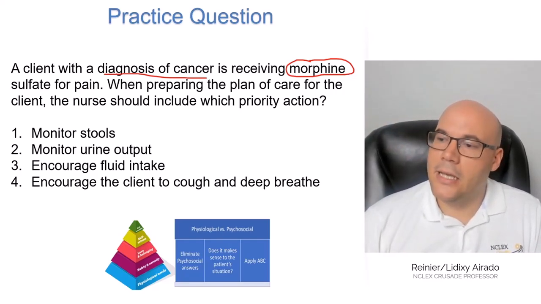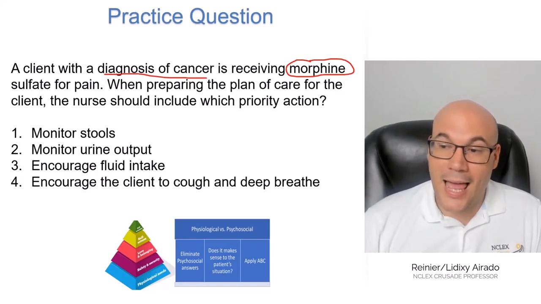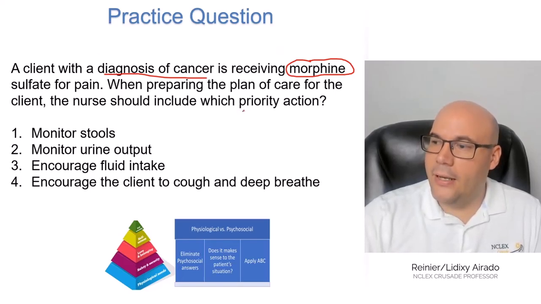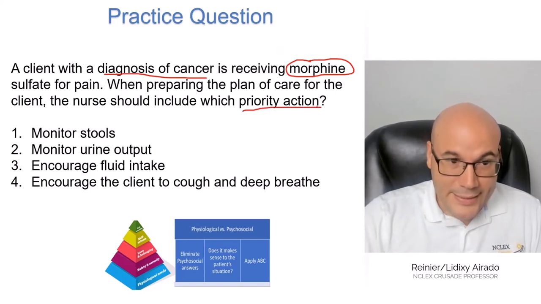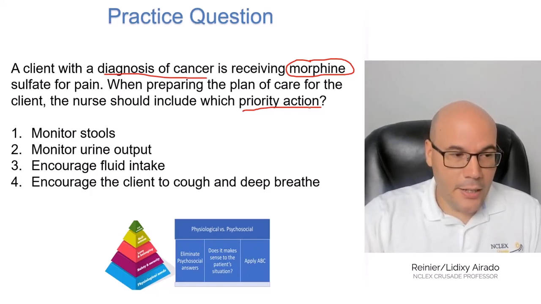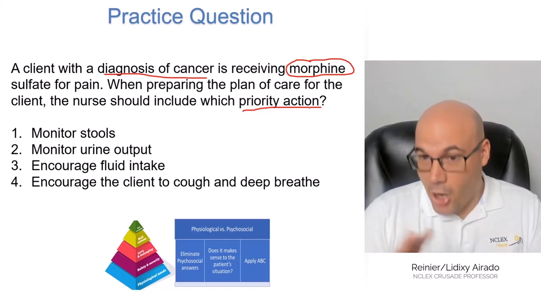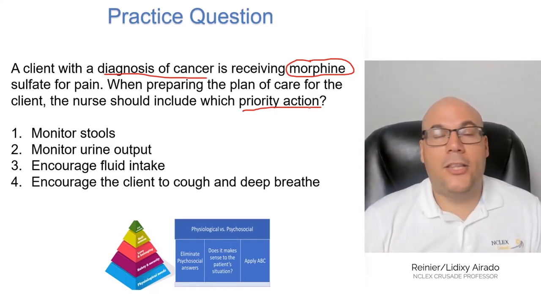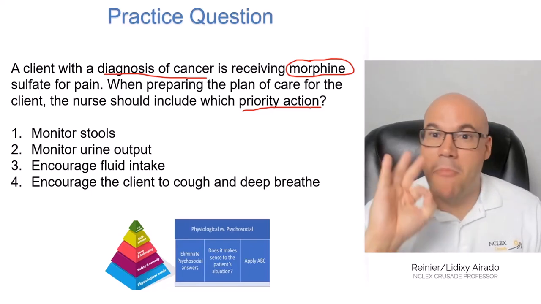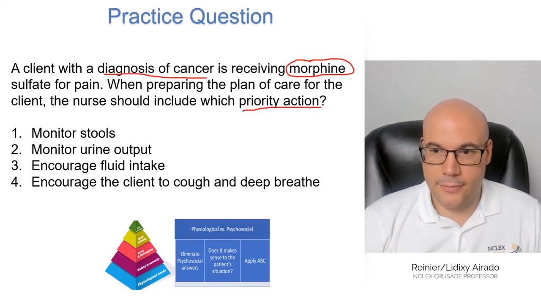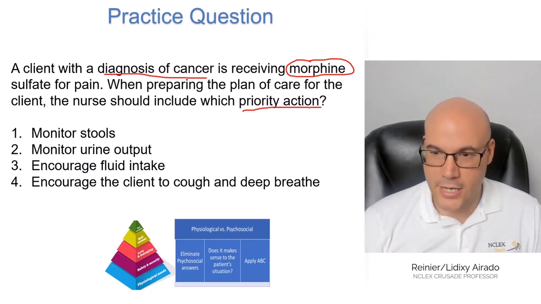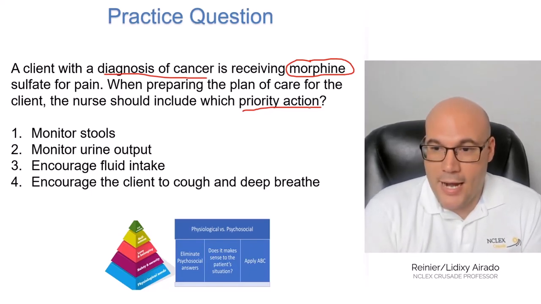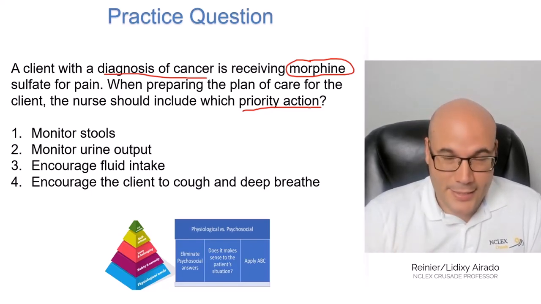So keep reading. It says, when preparing the plan of care of the client, the nurse should include which priority action? What that tells me is that probably some of the answer, if not all of the answer, will be related to the problem, but I need to identify what is the most important action to take. So I have to think about prioritization. And of course, this is the Maslow strategy practice class, so let's practice that strategy.